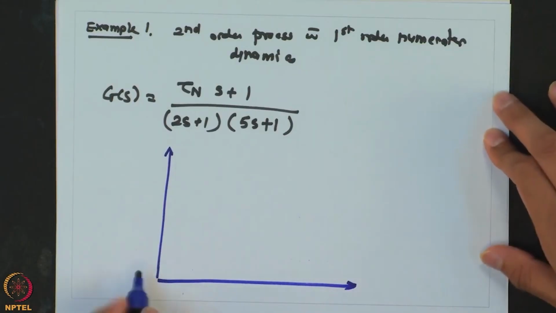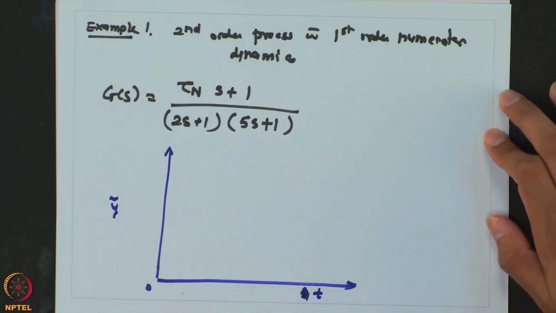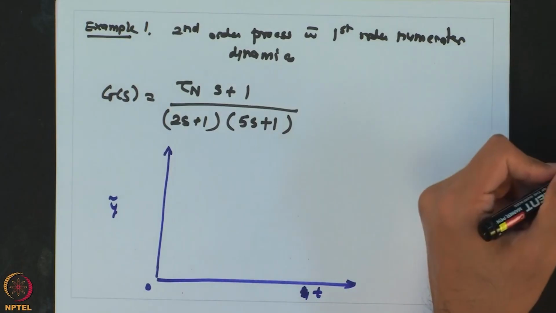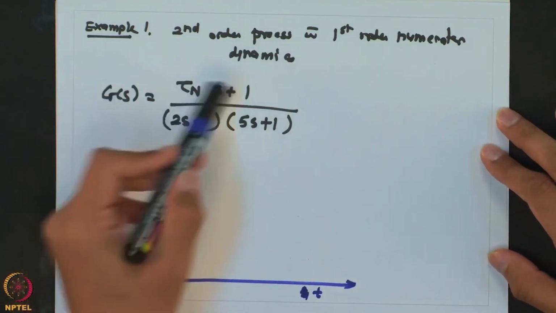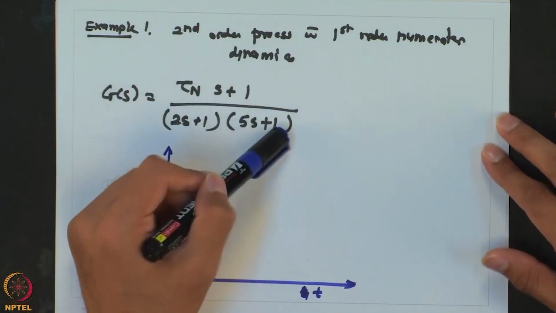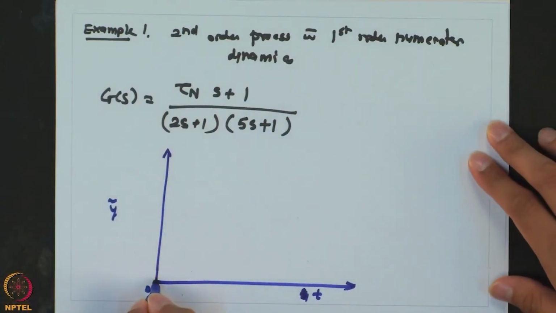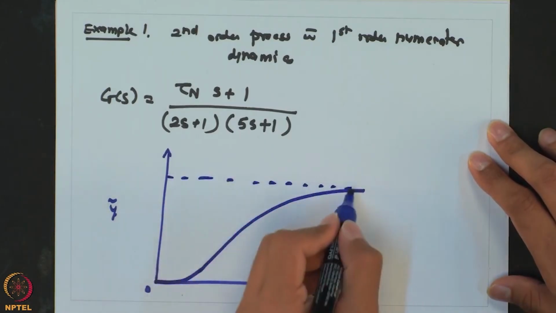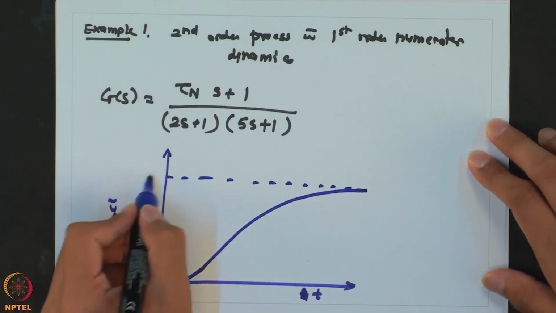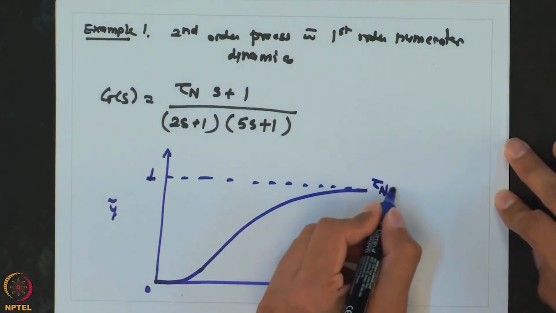So we will start with a case and look at the step response of this system. Let us say tau n is equal to 0. When tau n is equal to 0, the transfer function is 1 over (2s plus 1)(5s plus 1). There are no numerator dynamics to speak of, and the response is overdamped. The response will be something like this. The gain is 1. So if the step change was unity, the final value is 1. That is what will happen when there are no numerator dynamics.